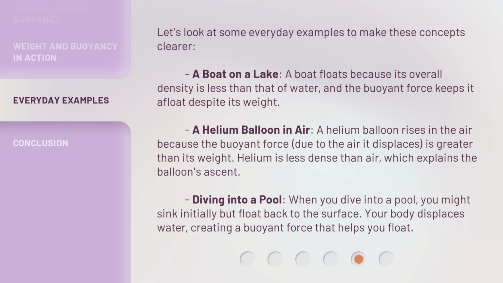Let's look at some everyday examples to make these concepts clearer. A boat on a lake. A boat floats because its overall density is less than that of water, and the buoyant force keeps it afloat despite its weight.